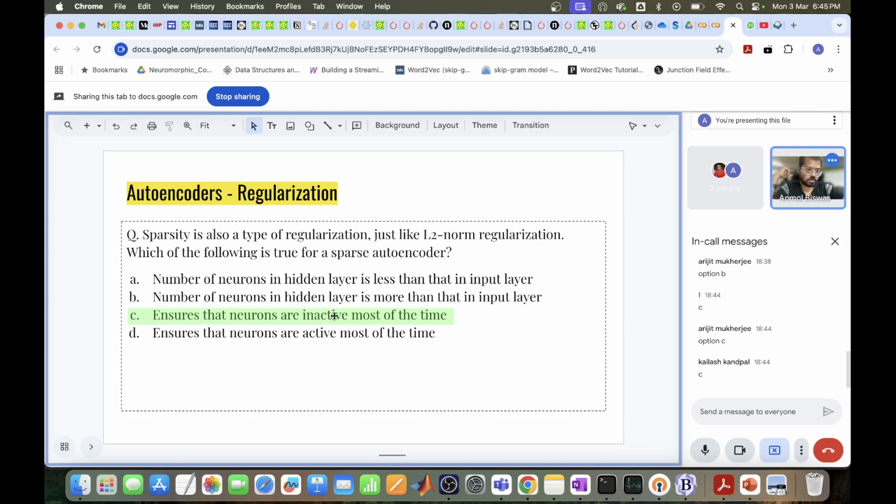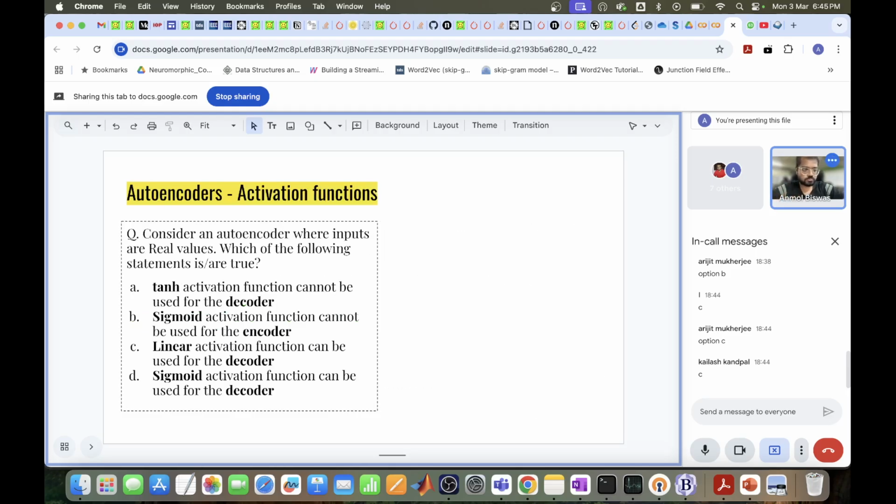Obviously, A and B are the definitions of undercomplete and overcomplete autoencoders, neither of which has any direct relation with sparsity. And D is the exact opposite of sparsity. D is what is called dense, when things are active most of the time. That condition is called a dense activation or a dense weight matrix or things like that. So yes, sparsity just correlates with inactivity or zero values, and that's why it's important.